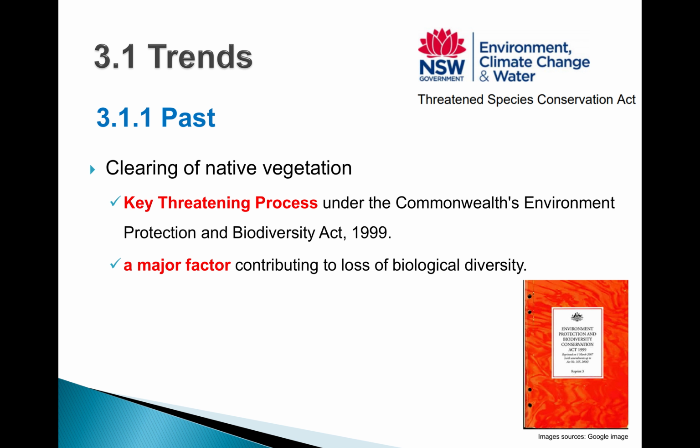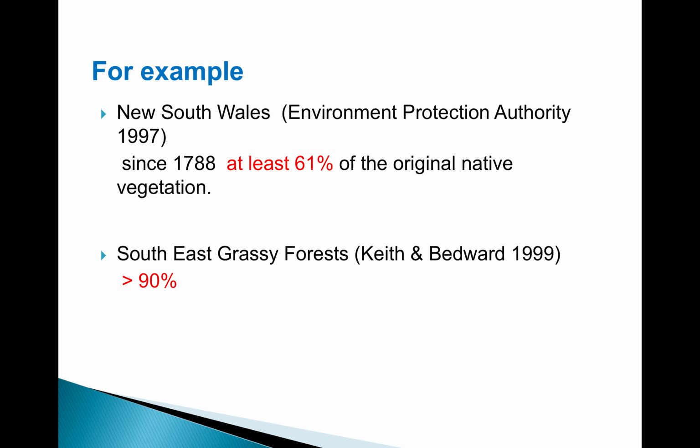The scientific committee has found that, first of all, clearing of native vegetation is recognized as a major factor contributing to loss of biological diversity. Secondly, land clearance is listed as a key threatening process under the Commonwealth Environment Protection and Biodiversity Act in 1999.